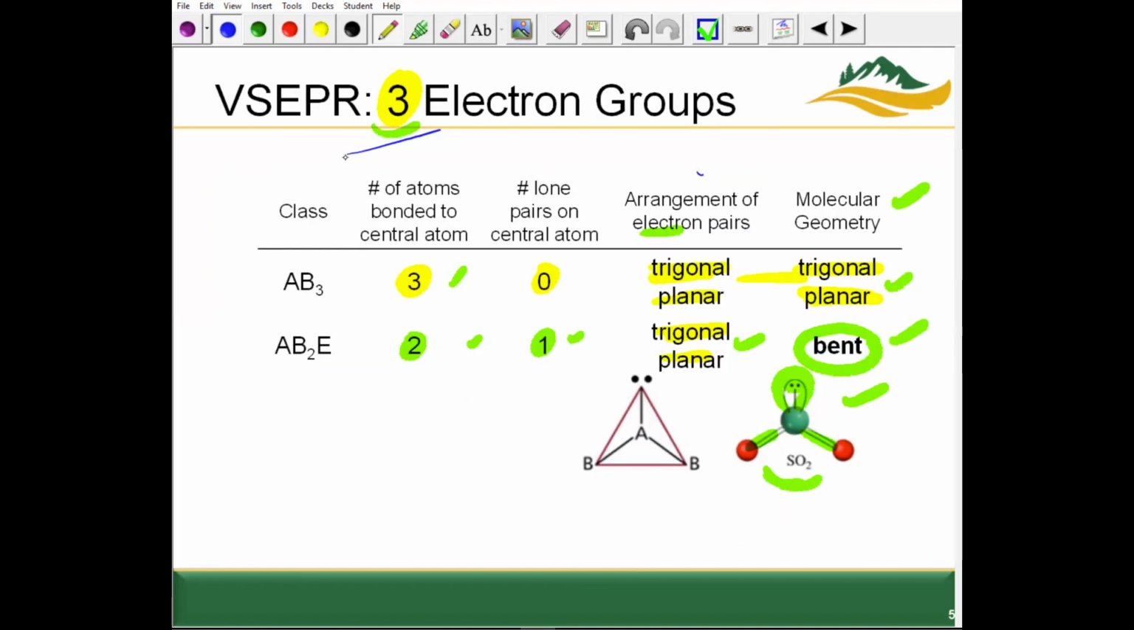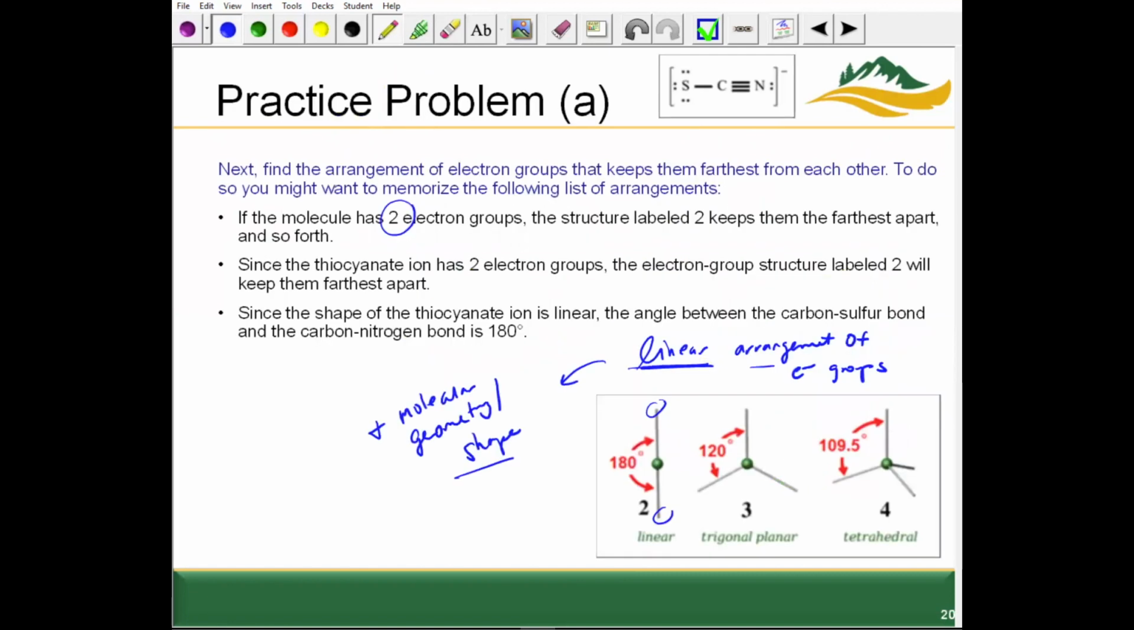We know we'll start to possibly see differences in the arrangement of electron pairs versus the molecular geometry when we start to get into 3 or more electron groups around the central atom. For our practice problem right now, we just have 2 groups around the central atom. So the arrangement of electron groups is linear. The molecular geometry or shape is also linear.